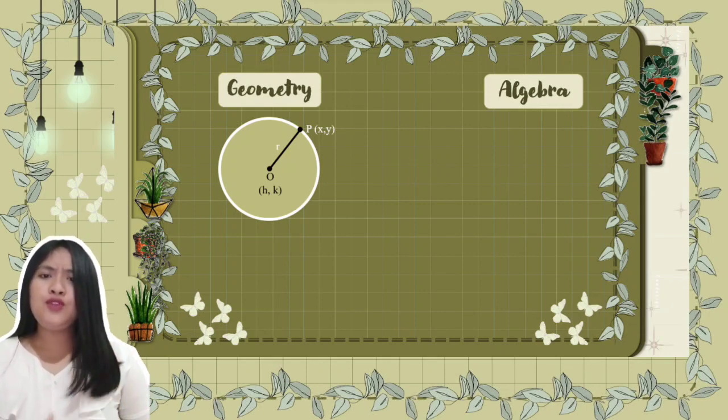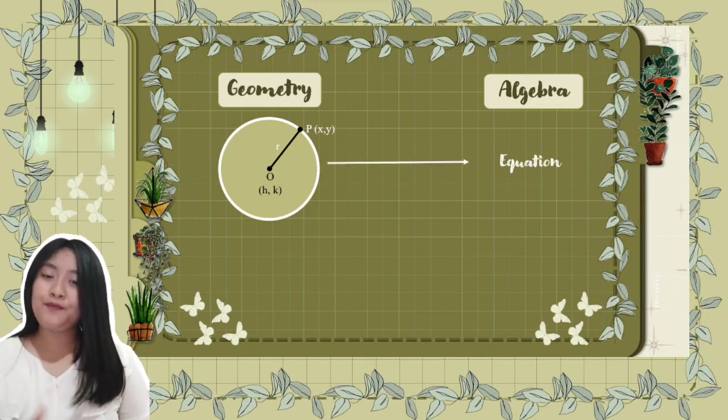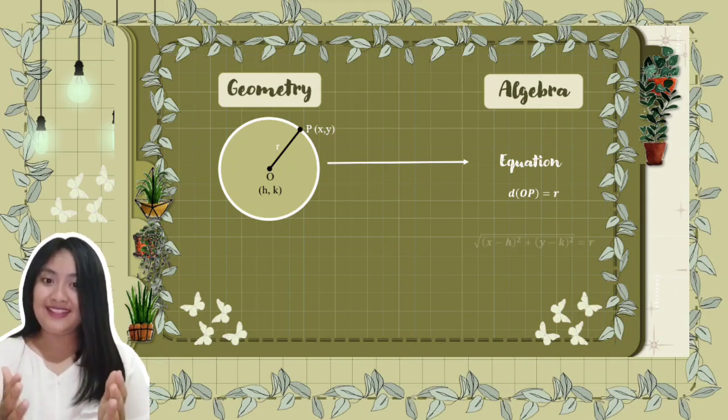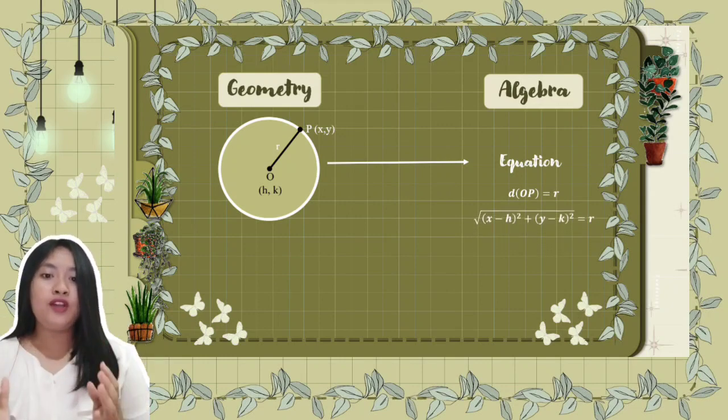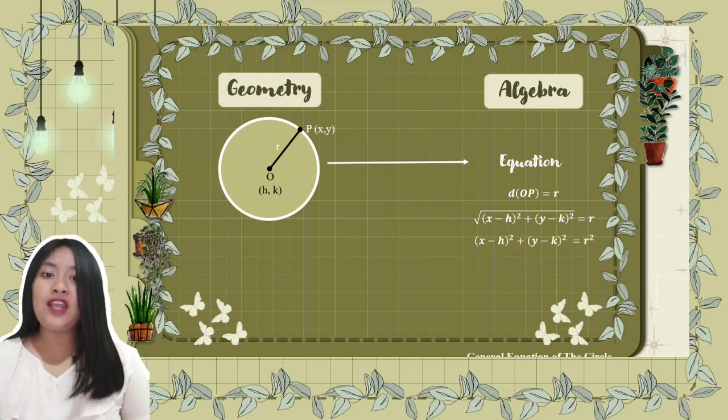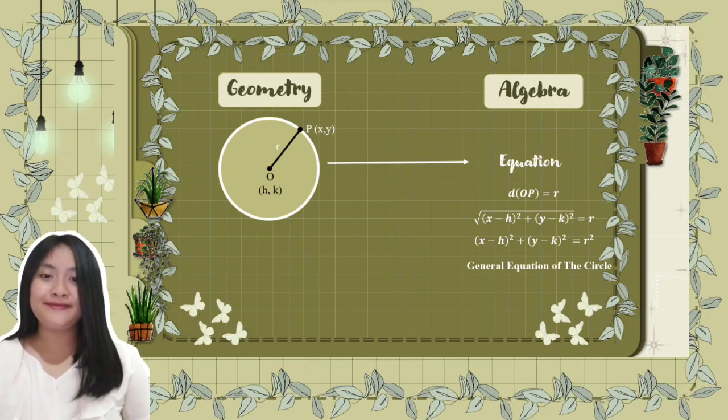But how do we find the distance between the points O and P? Since we know the coordinates of O and P, we can find the distance between O and P using the distance formula. So we get this. Squaring both sides, we get this. This is the general equation of the circle.